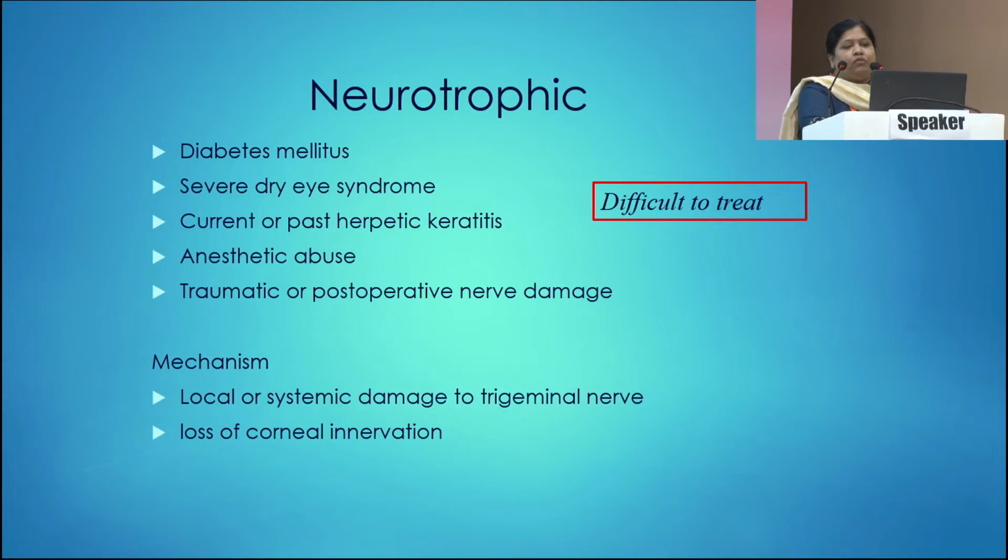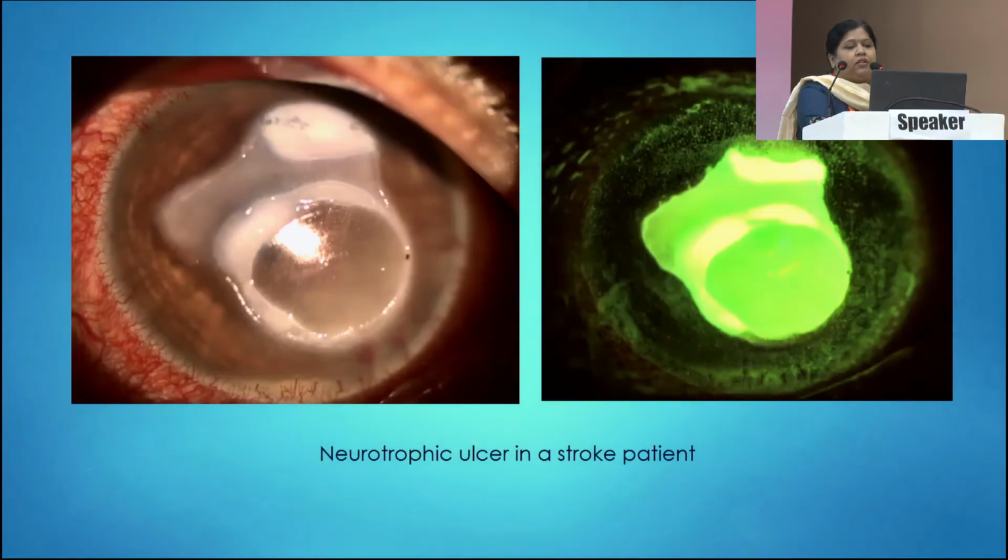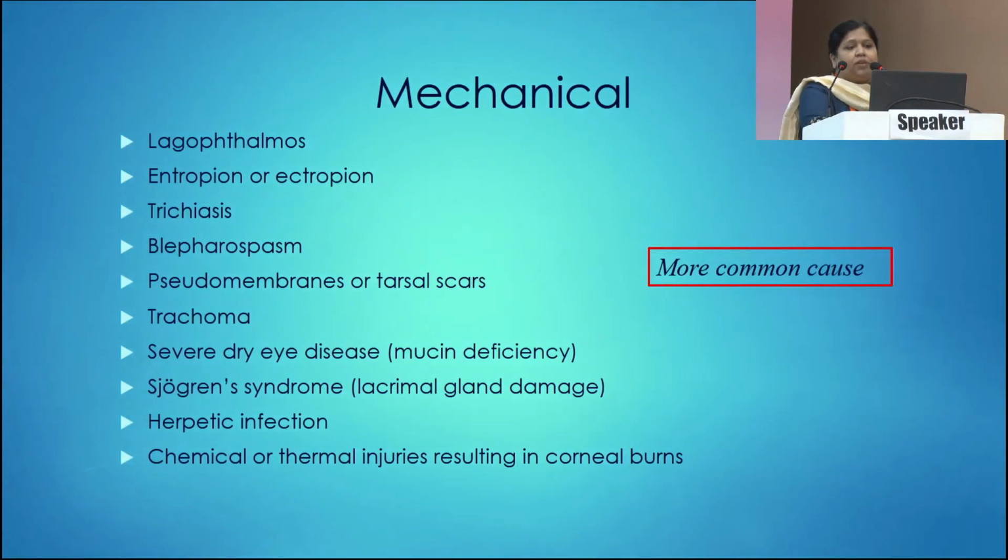The most common causes here tend to be diabetes mellitus, severe dry eye, current or past herpetic keratitis, anesthetic abuse, and traumatic or post-operative nerve damage. Again, this is a case of a neurotrophic ulcer in a stroke patient, which is again a great challenge to treat. Among the mechanical causes, they also tend to be extremely common.